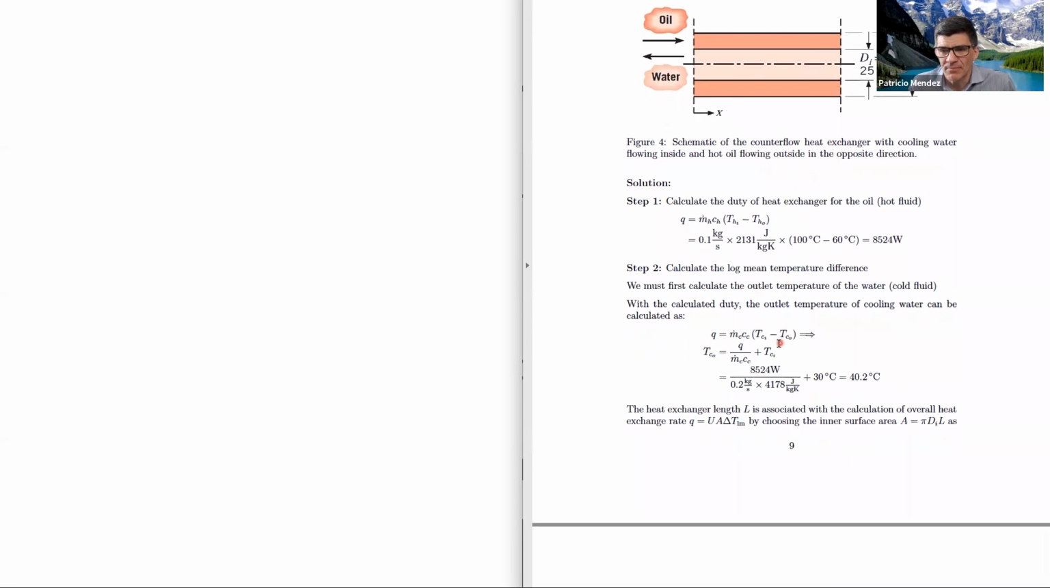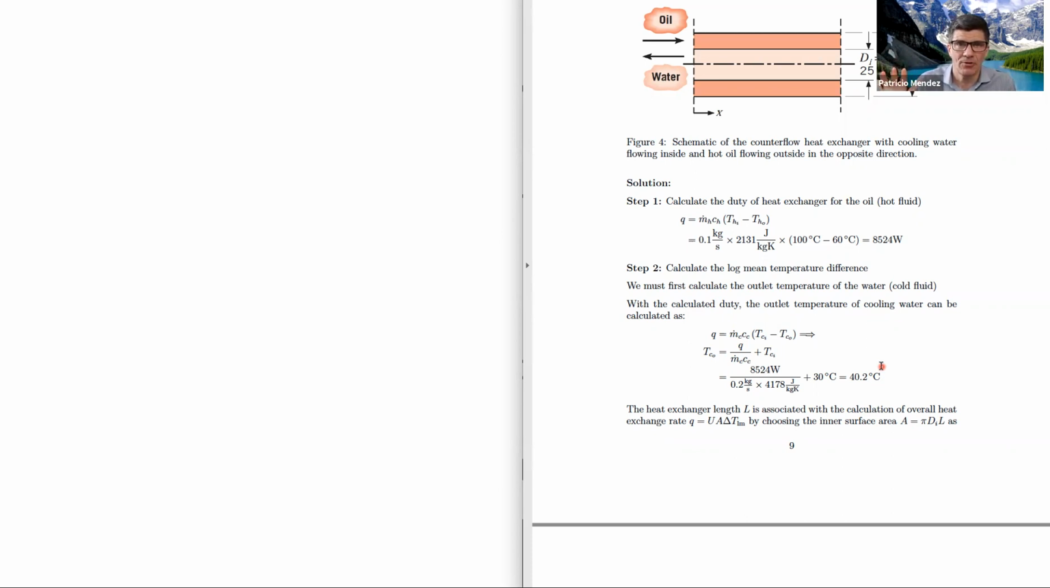Based on this, we can calculate the temperature we were missing. You already know how to do this, but you will be doing this on Monday. So you calculate the thing we didn't know, that is the outlet temperature of the service fluid, that is the water. And we have these expressions, which we had already seen. And we see that the water that was coming in at 30 degrees C is coming out at 40.2 degrees C. All these make sense.